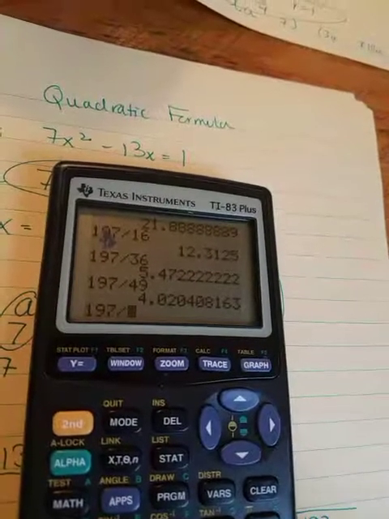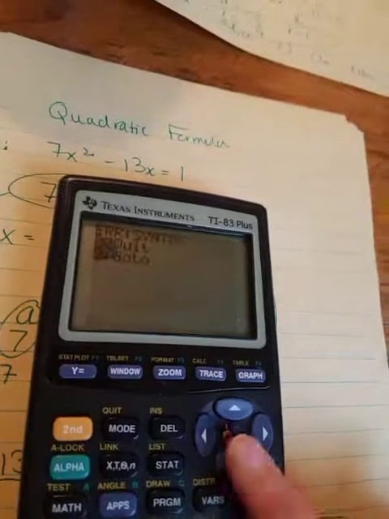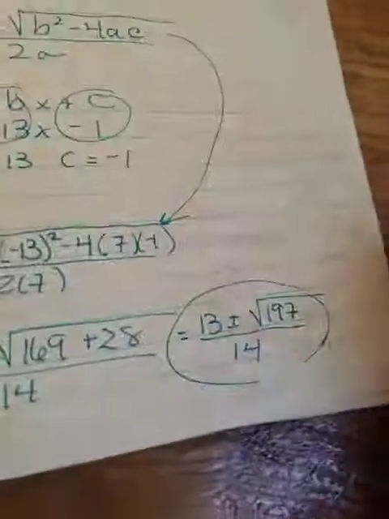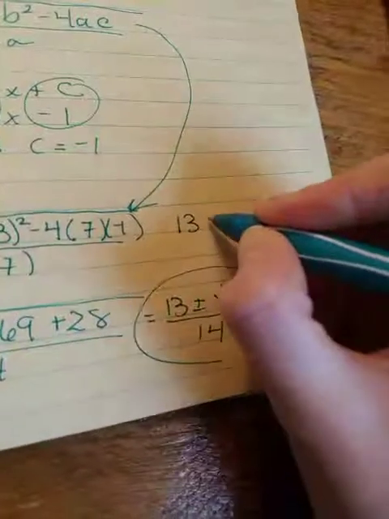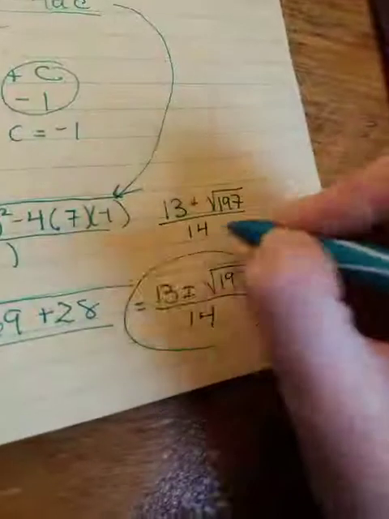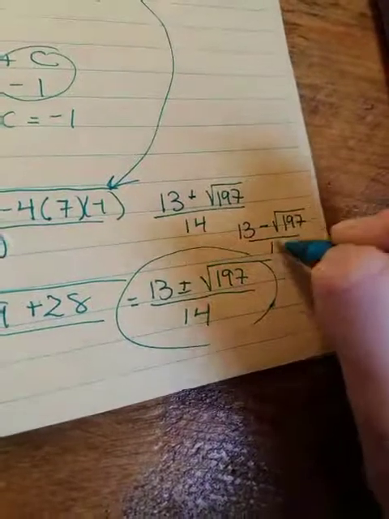It looks like 64. I don't think, oh God, what am I doing? I don't believe we have any number that does not simplify. So your answers, remember there's 2 answers here. You do not need to write them, but I want you to realize you have 13 plus the square root of 197 over 14, and you also have 13 minus the square root of 197 over 14.